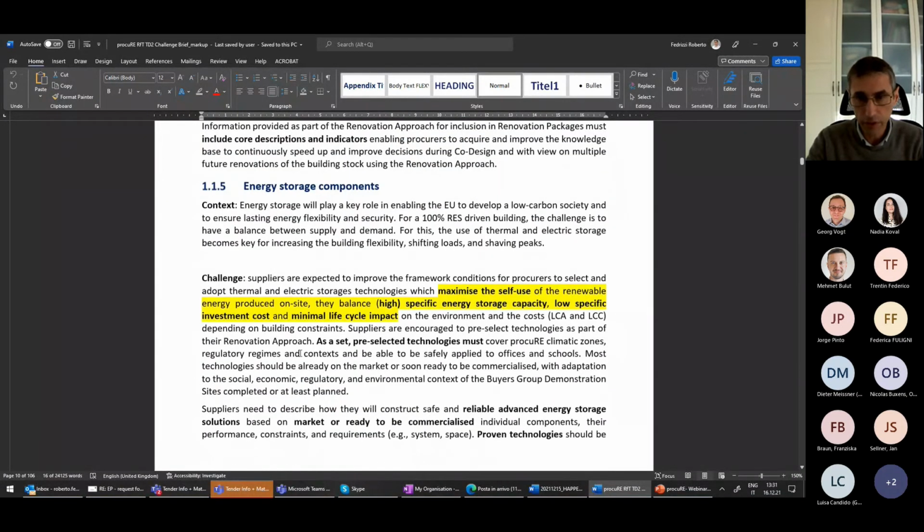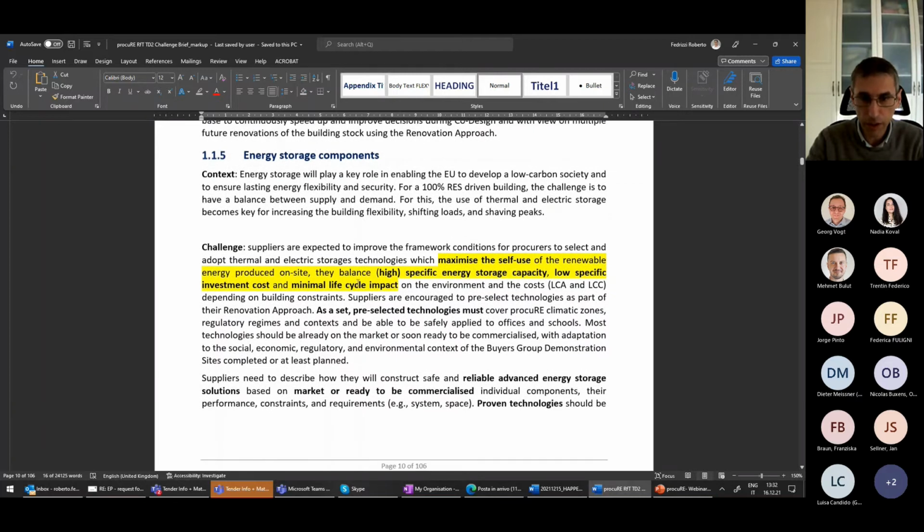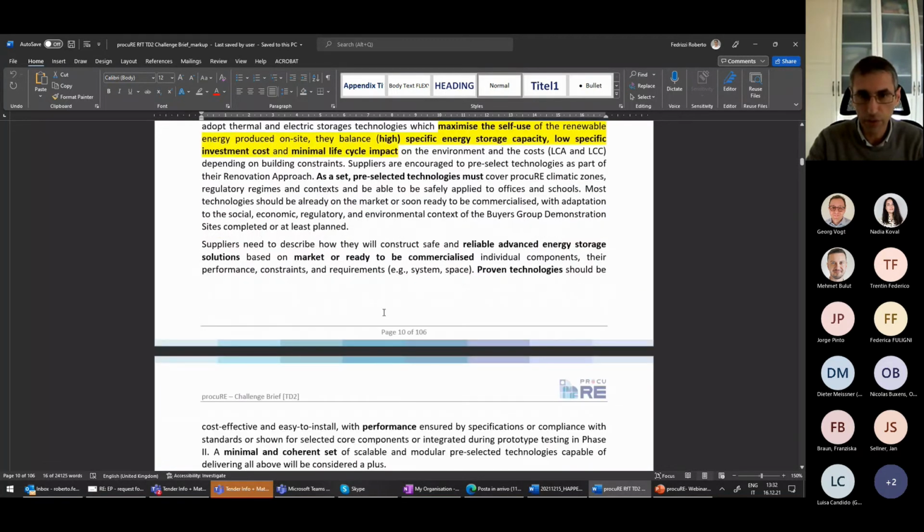Energy storage, same point. We want to have solutions that maximize or optimize self-consumption. Again, we want to have units that maximize energy storage capacity with low investment cost and with a look into life cycle impact, as I said before.